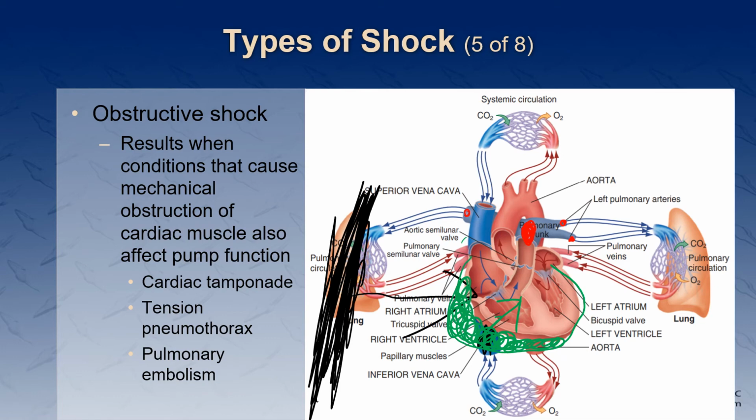And the reason I tell you that is somebody who's having a heart attack, and we'll get to this in just a minute, right? They have a clot in a coronary artery. That is a local obstructive shock. That causes the myocardium to experience obstructive shock. But when the whole heart starts to fail because of that clot, that causes a systemic cardiogenic shock.